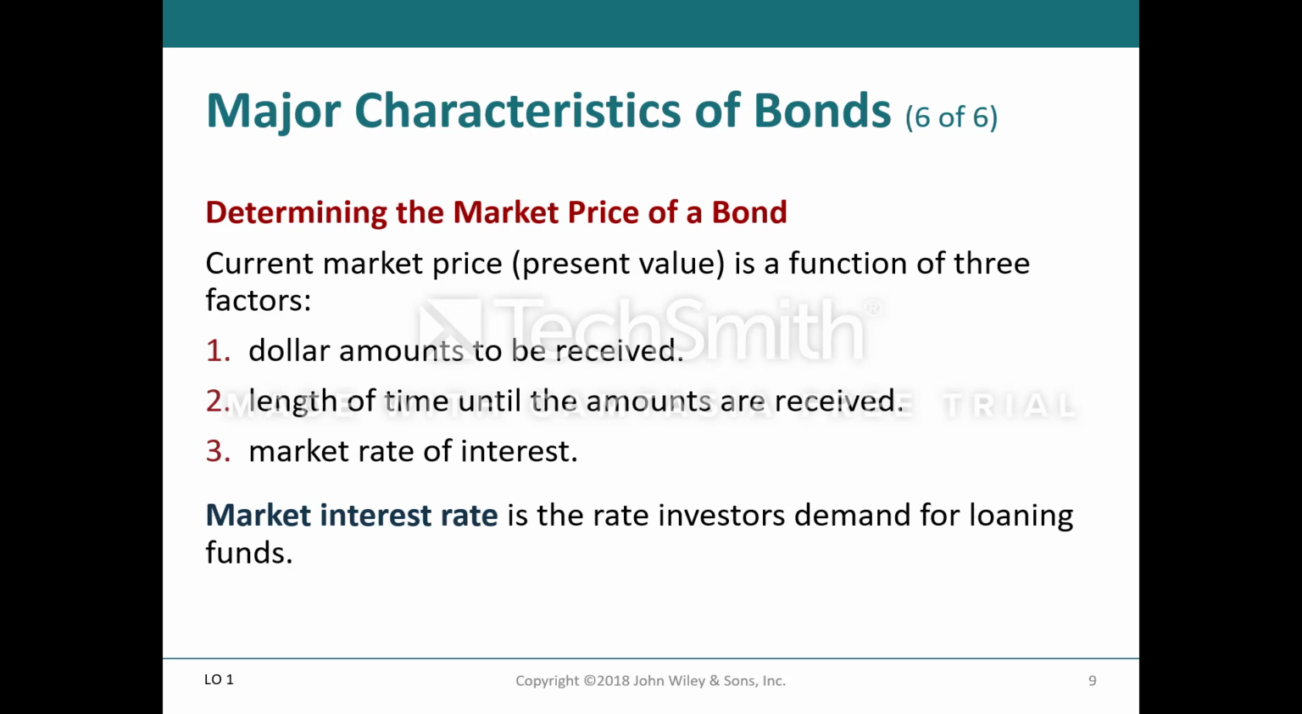So determining the market price of a bond, the current market price or the present value is a function of three factors: the dollar amounts to be received, the length of time until the amounts are received, and the market rate of interest. A market interest rate is the rate investors demand for loaning the funds.